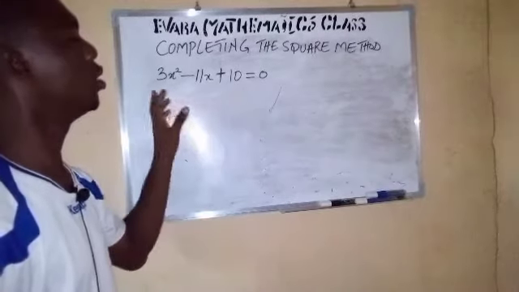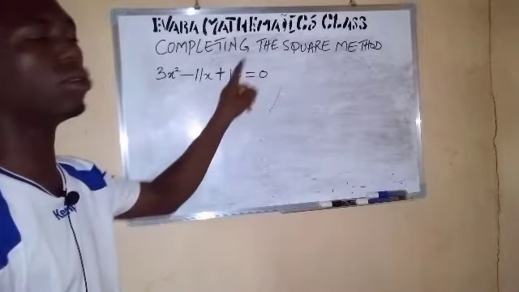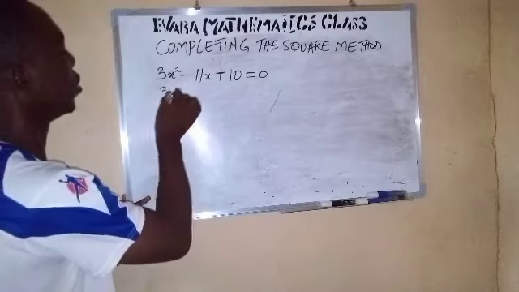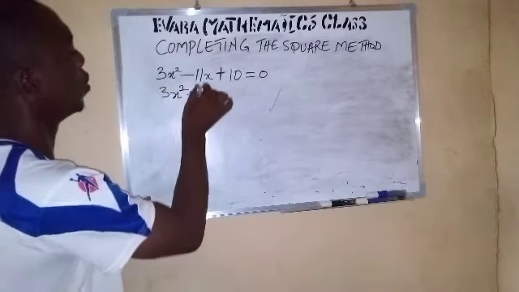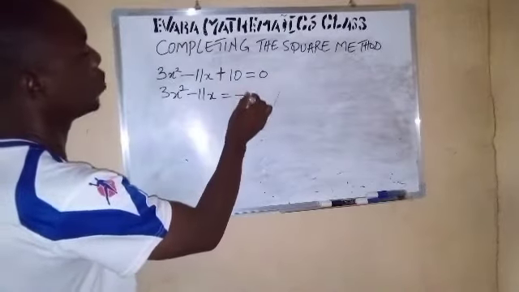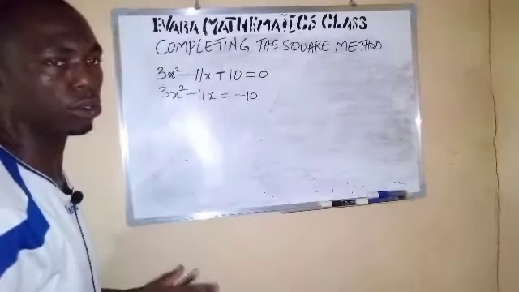this is the constant term. You take it to the right hand side. So it's going to be 3x squared minus 11x. So if this one comes here, it becomes minus 10. That is the first thing to do.